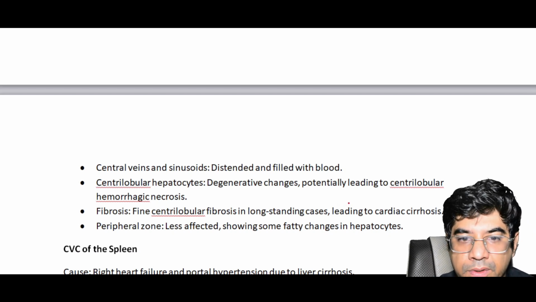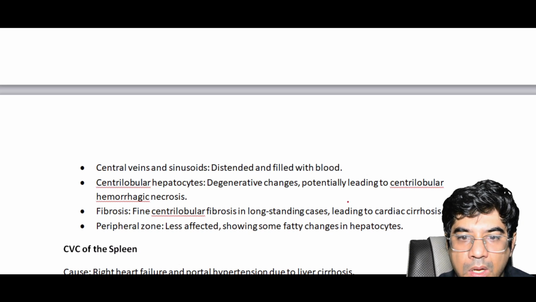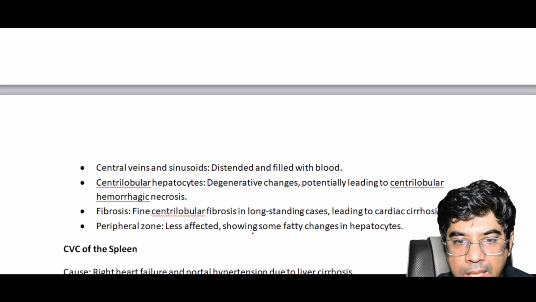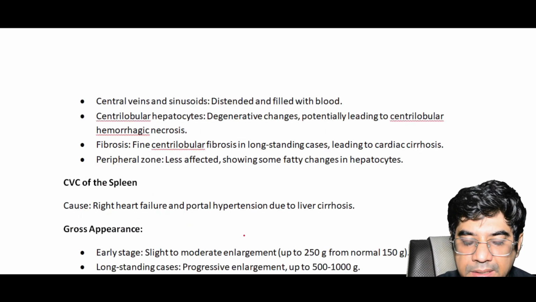Apart from that, you would see centrilobular hepatocytes. The liver cells, hepatocytes, in the central lobular region show signs of degeneration, which can progress to necrosis. Apart from that, fibrosis may be seen.